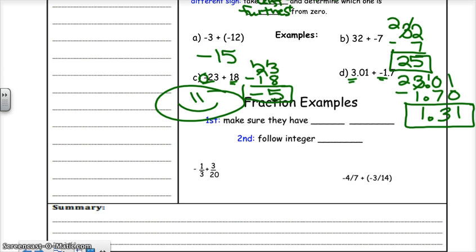The first thing you want to do is find a common denominator. I'm going to say denom because I don't have enough room. Common denom. That's the first thing you're going to want to do. And secondly, I'm going to follow integer rules, not operations, rules.